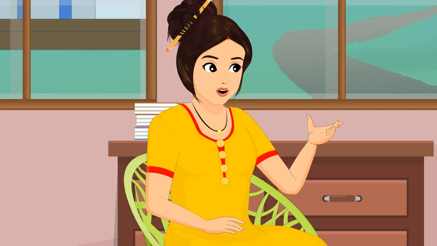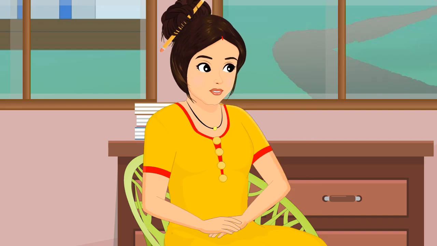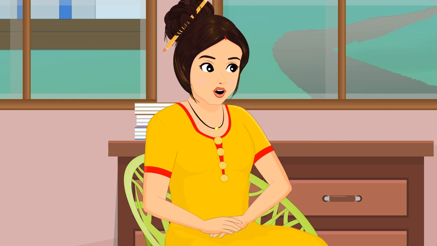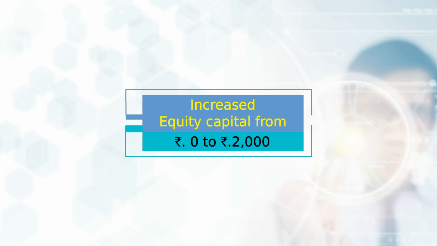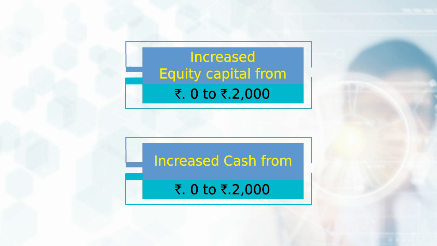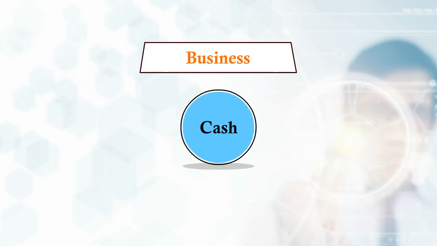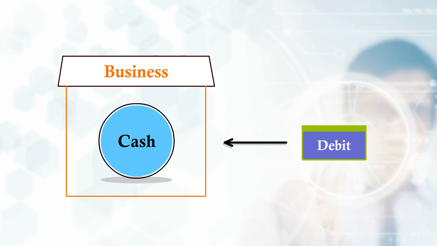Now again, if you look at the example of Raju, the Thelawala, and how he started his business, you will understand better. Raju increased equity capital from rupees 0 to rupees 2000 and at the same time increased cash from rupees 0 to rupees 2000. Cash is a real account because it is owned by the business and it is coming into the business. Also keep in mind that debit is what comes in.